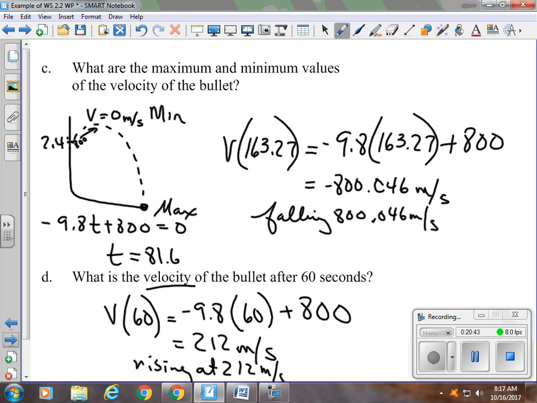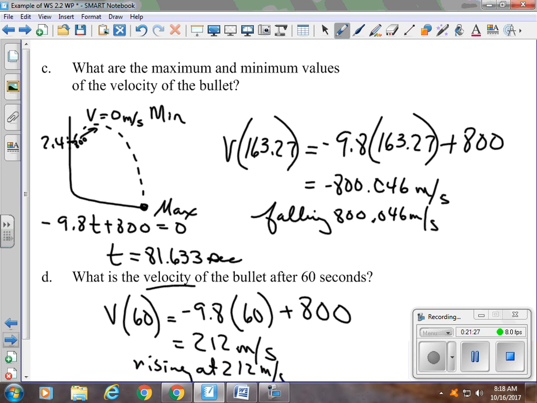Okay, 81.633 seconds. All right, so the key here is, what are the maximum and minimum values of velocity? There are quite a few things you can do with that. If you were going to put some sentences together for this, you could say that the minimum velocity is 0 at 81.633 seconds. You could say the maximum velocity of falling at 800.046 happened at the 163 point whatever it was that I erased. So there are a lot of things I could ask you to find. Not just knowing the velocity is 0 there, but when did that happen is sometimes one of the things they might ask you to do.